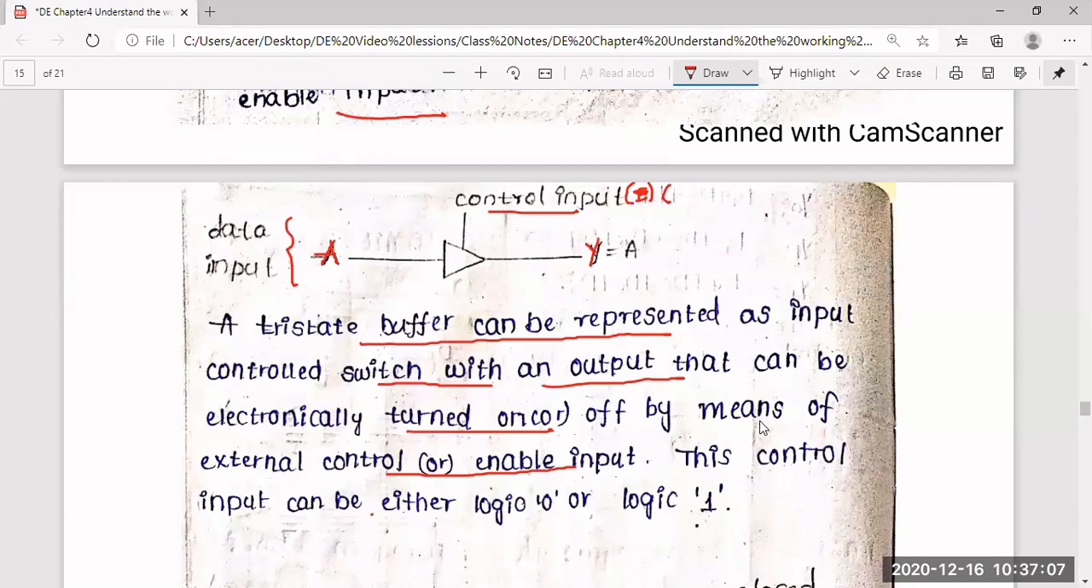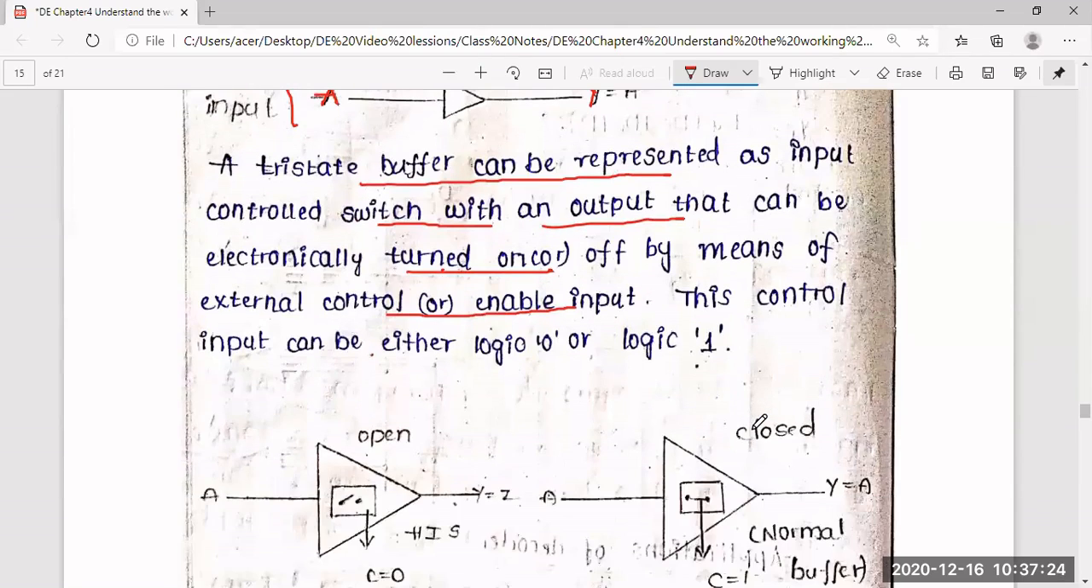Yeah, so a tri-state buffer can be represented as an input which is controlled by the switch or control input, with an output that can be electronically turned on or off by means of this external controller enable input. Whichever operation it performs depends upon the enable input. This control input can be either logic 0 or logic 1.